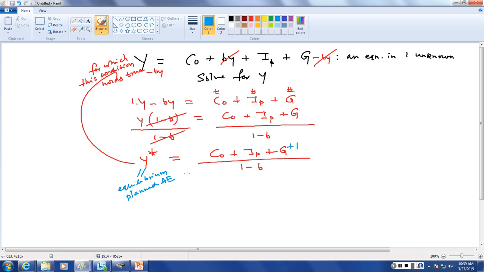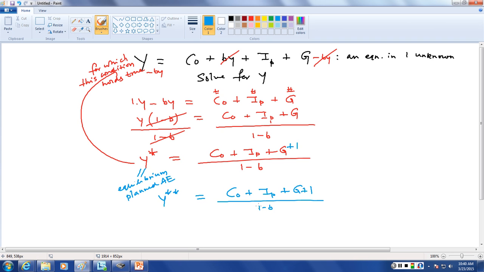It's equilibrium planned AE, because that's the level of planned expenditure that equals the output of the economy. So what's going to happen to equilibrium planned expenditure if G goes up by 1? Well, this is how we can do it. We have a new equilibrium planned expenditure Y double star, and that shall equal C0 plus IP plus the old G plus 1 divided by 1 minus B. So what have we done here? All we've done is raise the G by 1.